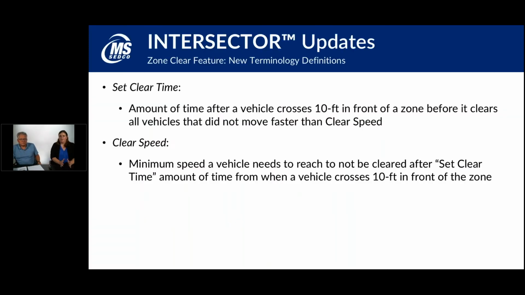So the two main adjustable settings that this feature has now are a set clear time and clear speed. The clear time is the amount of time after a vehicle leaves the front of the zone and travels 10 feet before it'll clear anything out in the zone that either hasn't moved or has not reached the clear speed that the user can set up.